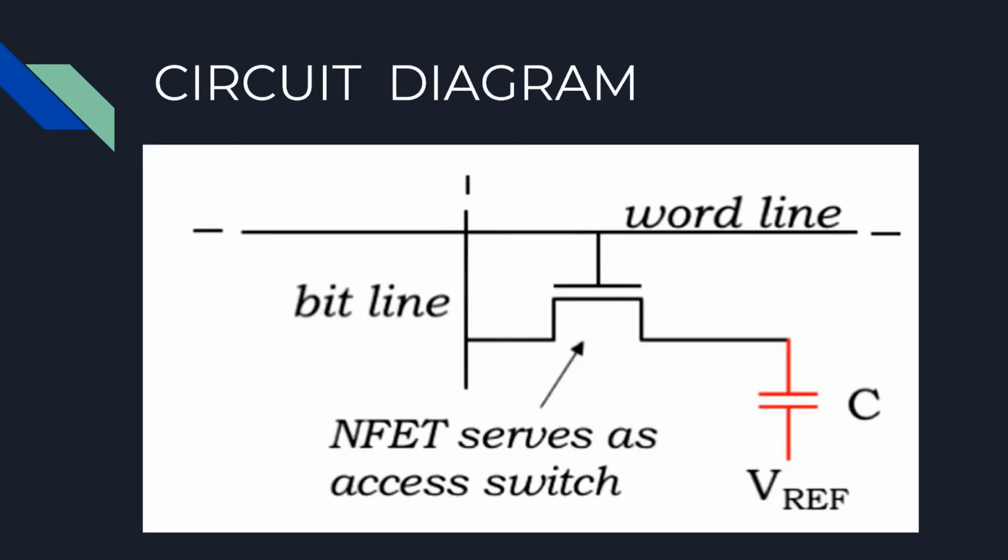One terminal of the capacitor is connected to some stable reference voltage. We'll use an NMOS or NFET switch to connect the other plate of the capacitor to a wire called the bit line. The gate of the NFET switch is connected to a wire called the word line.